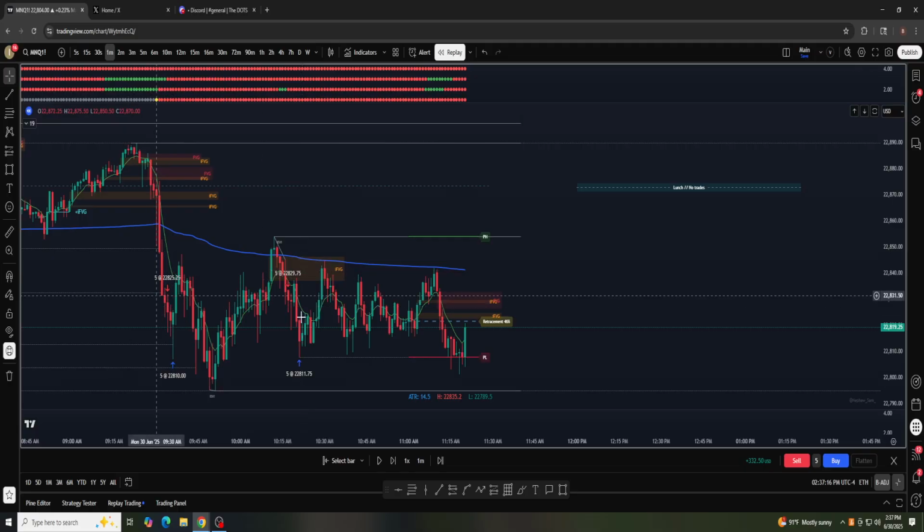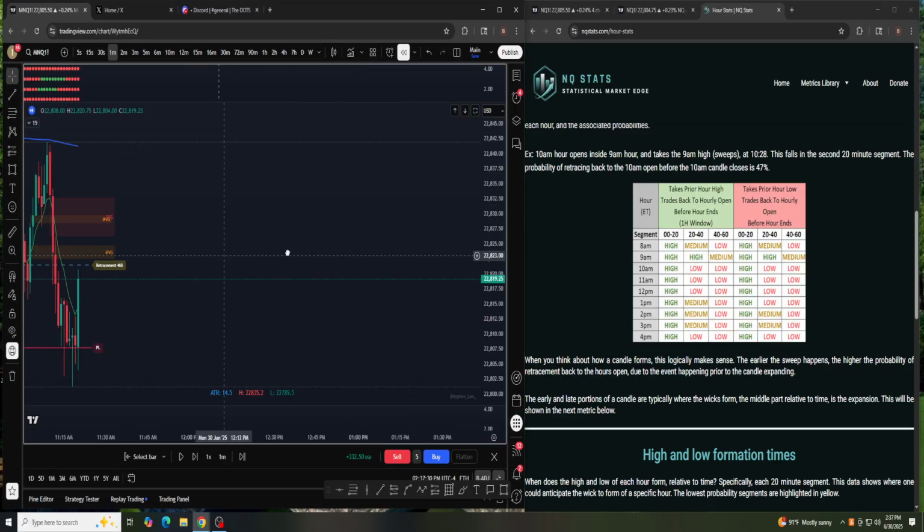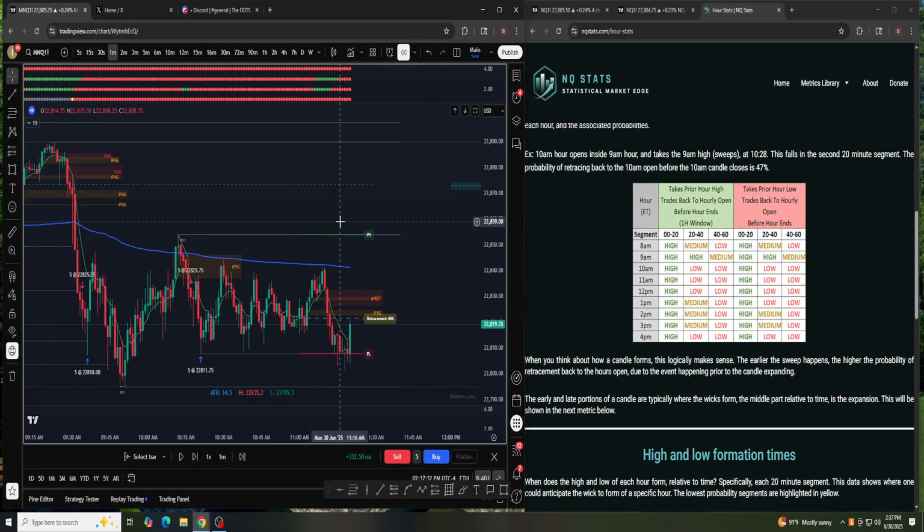So winner, winner. I like to close my day at plus 1R or minus 2R, and then just live to fight another day if I'm down. So here's a plus 1R here, plus 1R here. So this setup, I like to use something called the hourly stats on the NQ stats website.